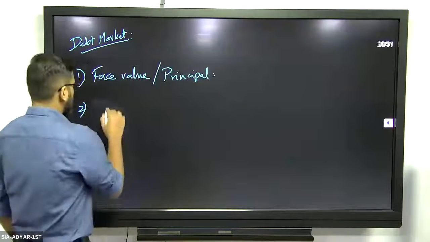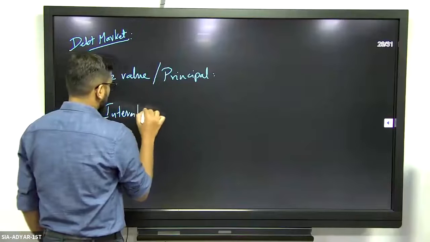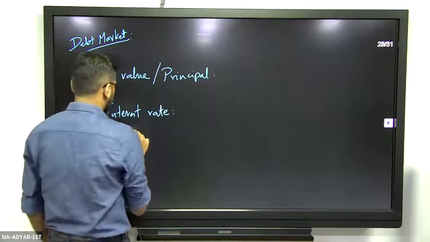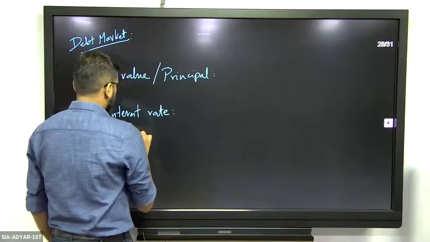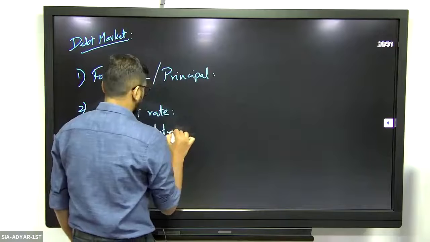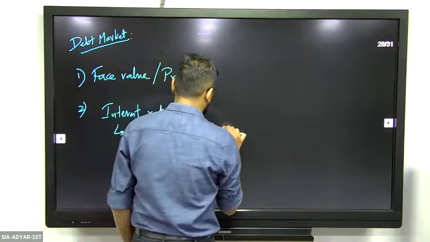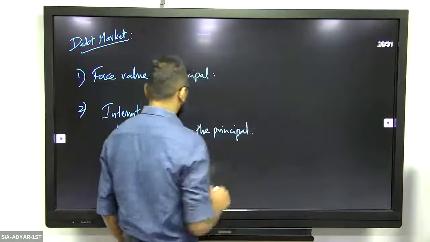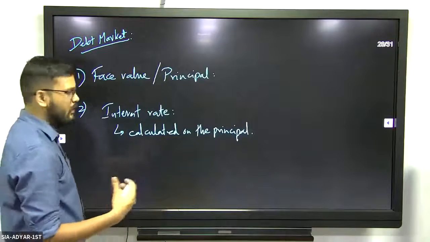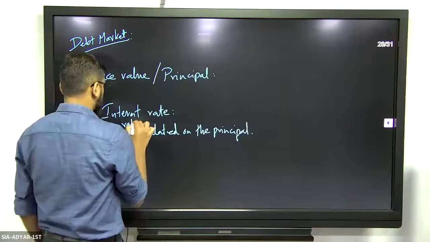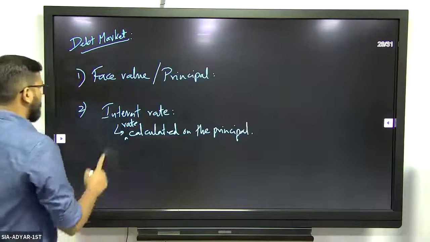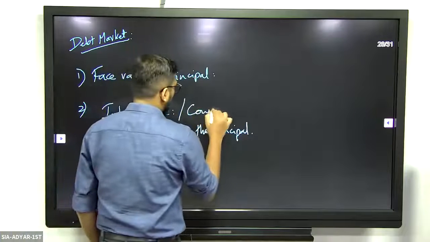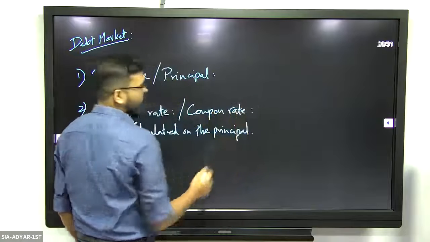Number 2, there is interest rate. This is calculated on the principal. It is a rate given in percentage, the percentage of the principal that you will get as interest. It is also called the coupon rate. Coupon rate and interest rate are one and the same.